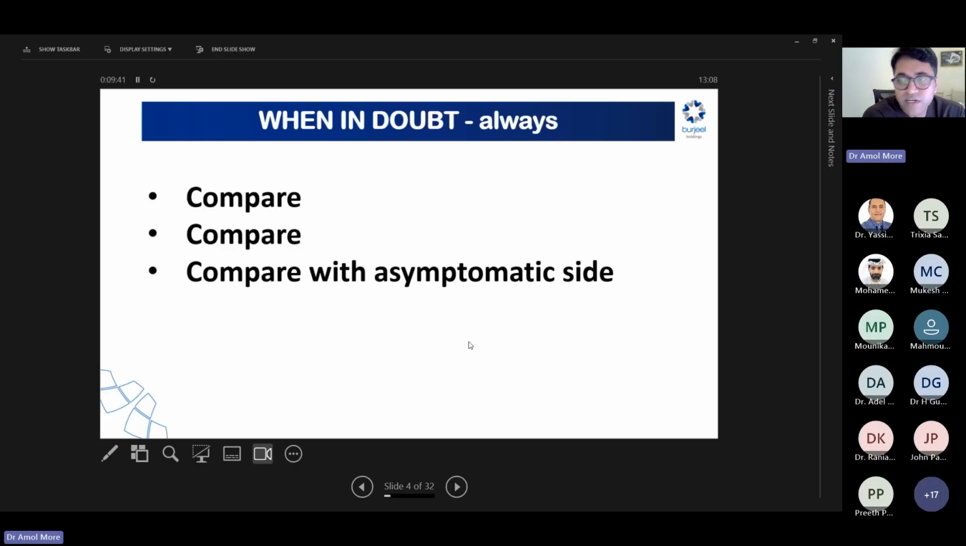Once you are confident about the anatomy of any joint, and you are assessing any abnormality in that joint, always there is one dictum: compare with the asymptomatic side, so that you will get more confident about the assessment of that pathology, whatever you are evaluating.